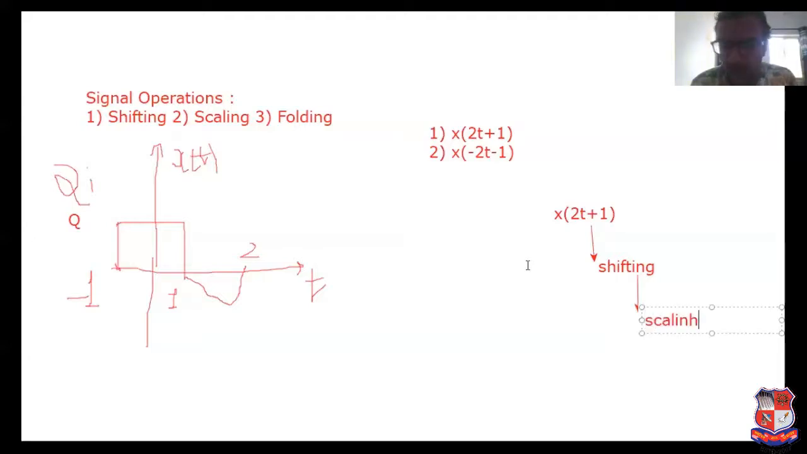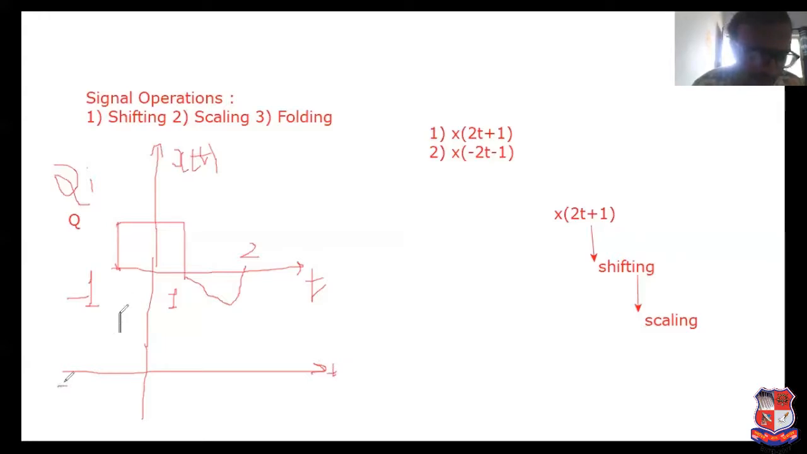Scaling means what? Either compression or expansion. So first of all, apply the shifting operation. Shifting operation means what? Shift the entire signal to the left side. Here, start with minus 2 with 1 unit. See here, if here 2, then shift with respect to 2 units. Here 3, then shift with respect to 3 units. See this.